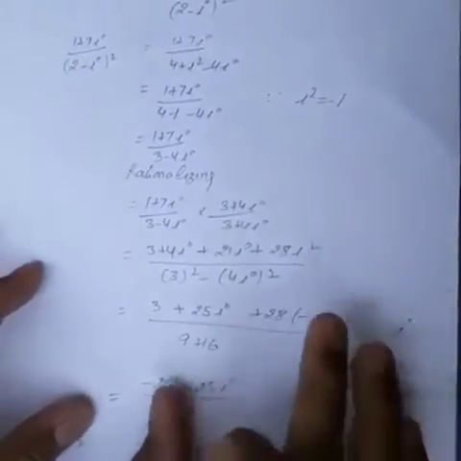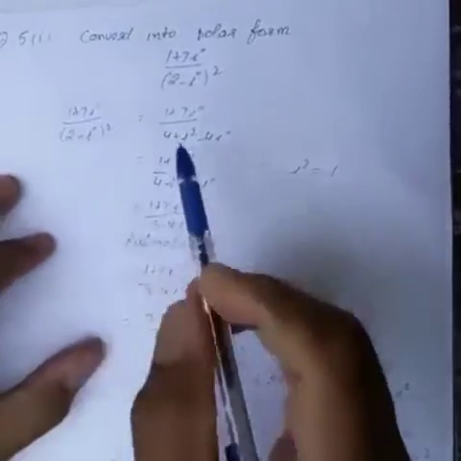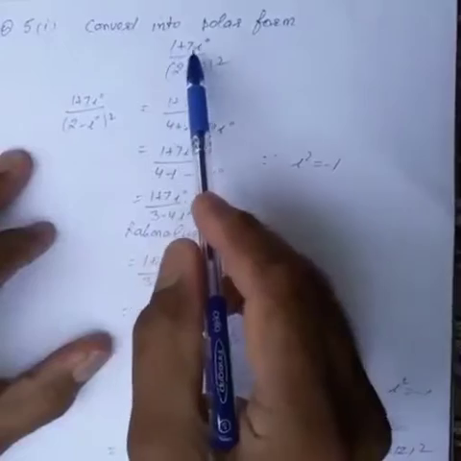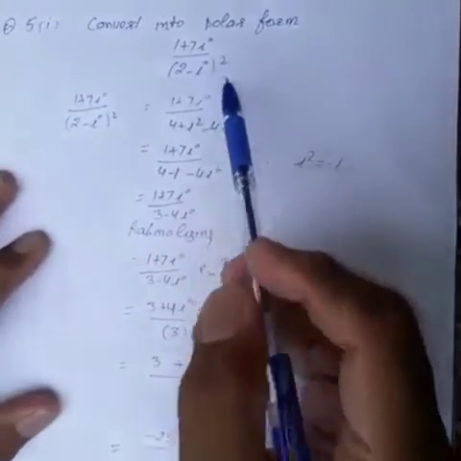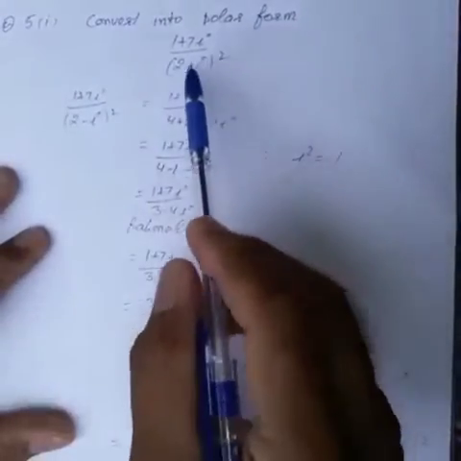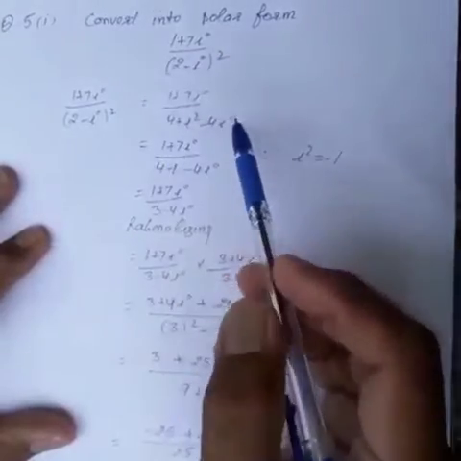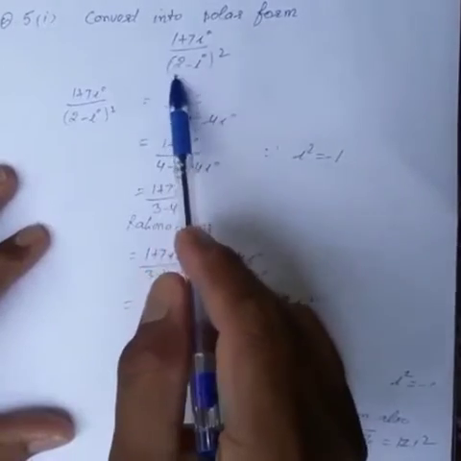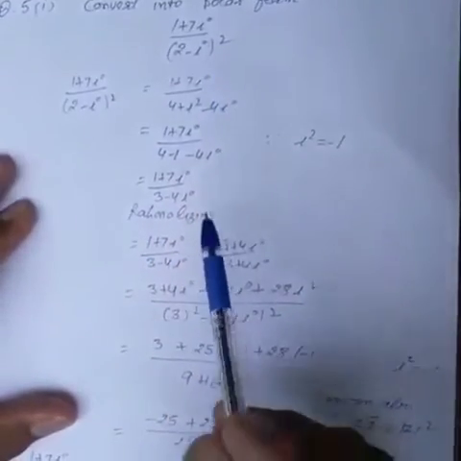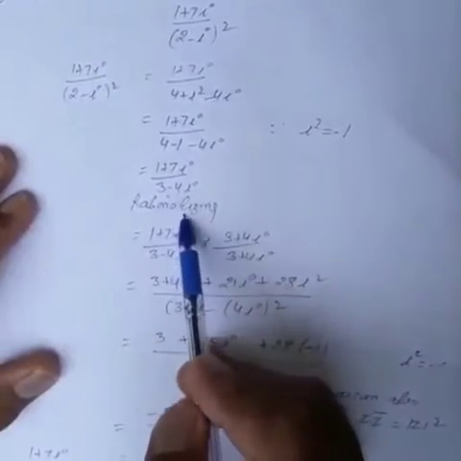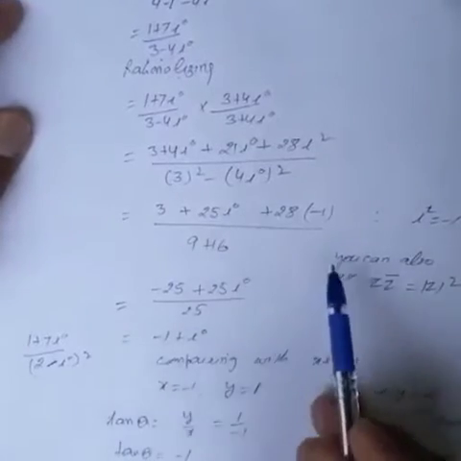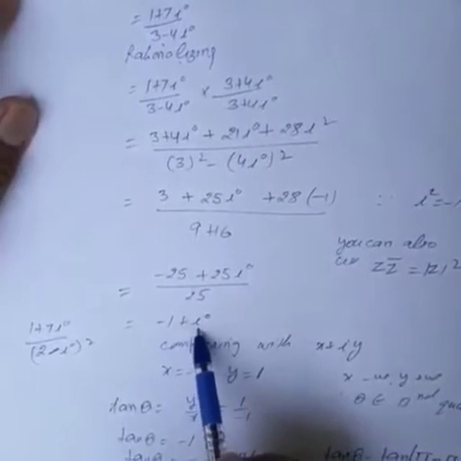So now move on to the next question. This is question number 5, first part. Convert into polar form: (1 plus 7 iota) upon (2 minus iota) whole square. We have to convert into polar form. First of all, we will write this complex number in standard form. For that, you simplify the denominator after expanding the square, then you rationalize it to write in the standard form. After rationalization and simplification, we will have -1 plus iota.